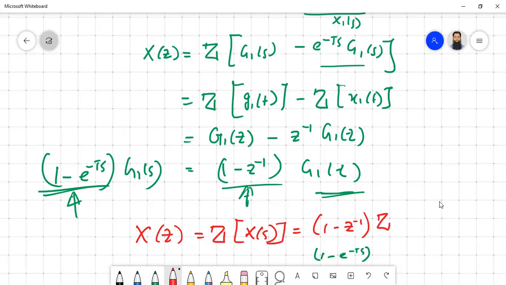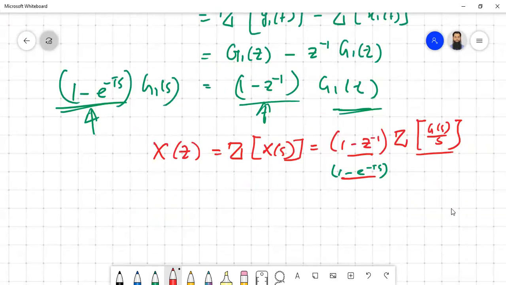In g1(s), as you know, it was g(s) by s. So if you have 1 minus e to the power minus Ts, you simply replace that one, and the rest of the portion you just take as the z transformation. So this is how we can make things a bit simplified.